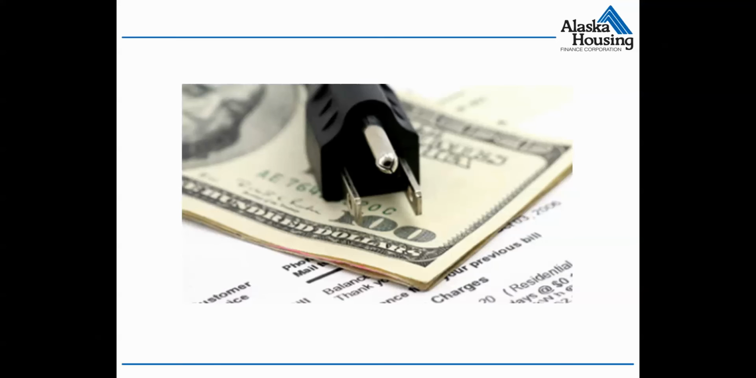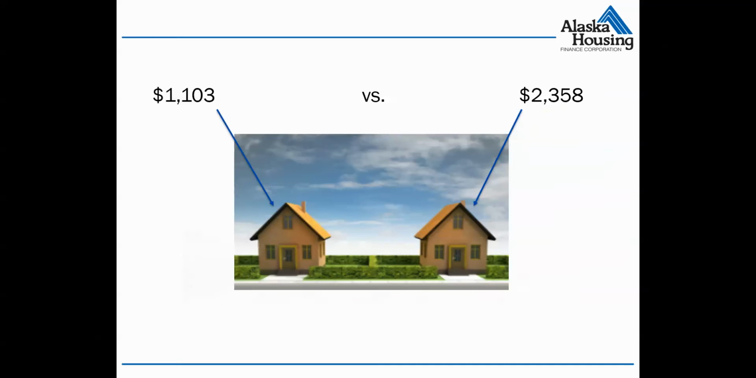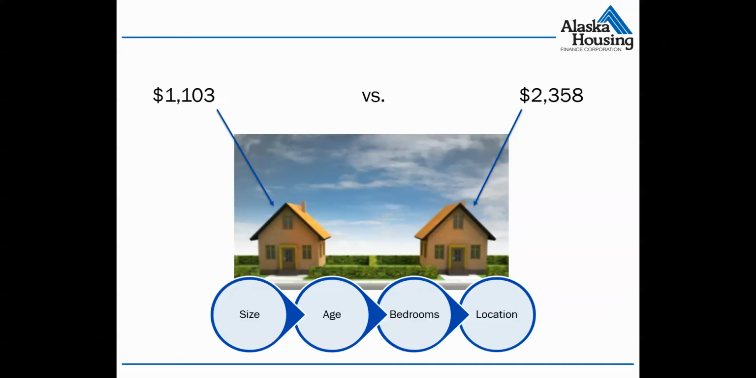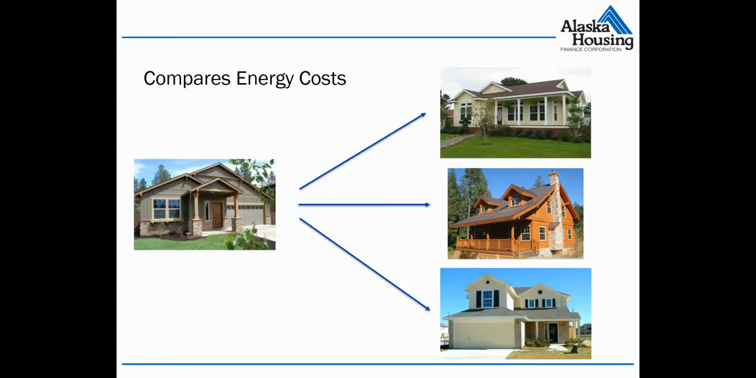Before we start entering details, I'd like to explain a little bit about how the calculator tool is set up. The biggest thing to remember is that the tool uses the energy costs, sometimes referred to as utility bills, of a subject home and compares them to the energy costs of a home of comparable size, age, number of bedrooms, and location. So remember, the valuation adjustment is achieved by comparing a subject home's energy costs to the energy costs of comparable homes.